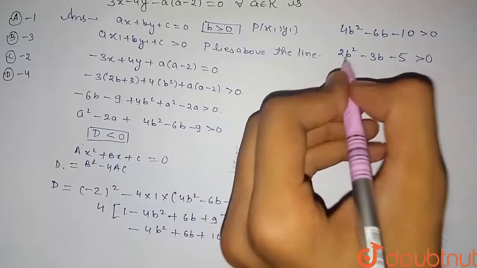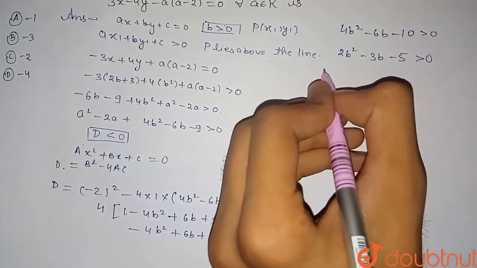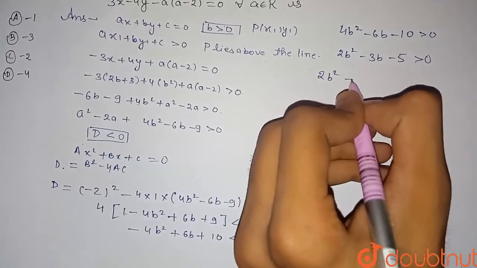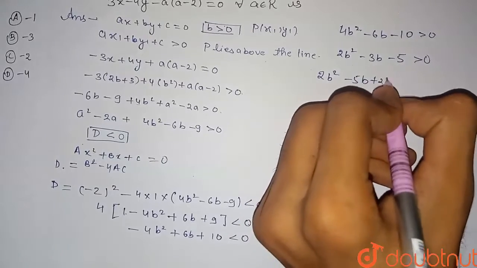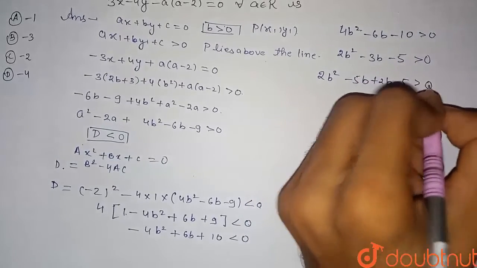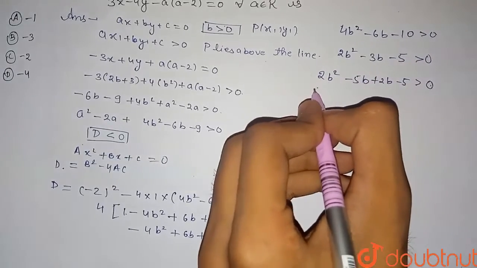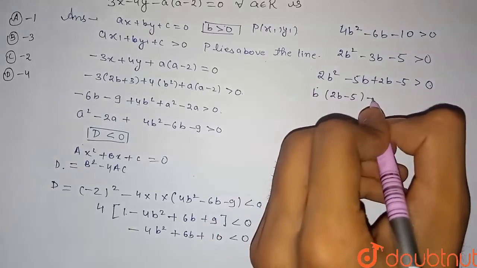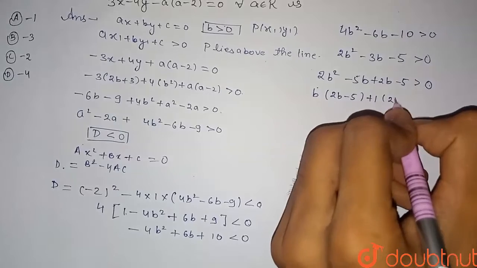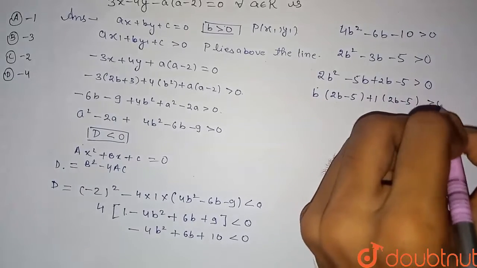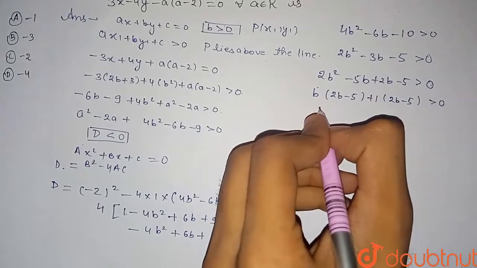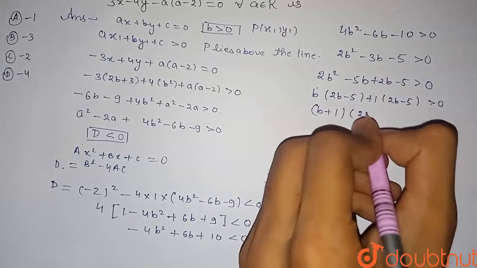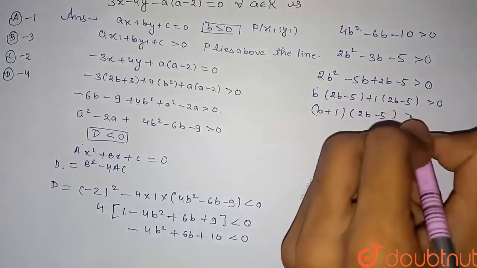So from here we can solve this expression by splitting the middle term. This can be written as 2b square, and this minus 3b can be written as minus 5b plus 2b, and minus 5 greater than 0. Taking b common, we get b, and here will be 2b minus 5, plus 1, 2b minus 5, and basically this is greater than 0. So from here we get our two factors: b plus 1 is the first factor, and another factor is 2b minus 5, and basically this is greater than 0.